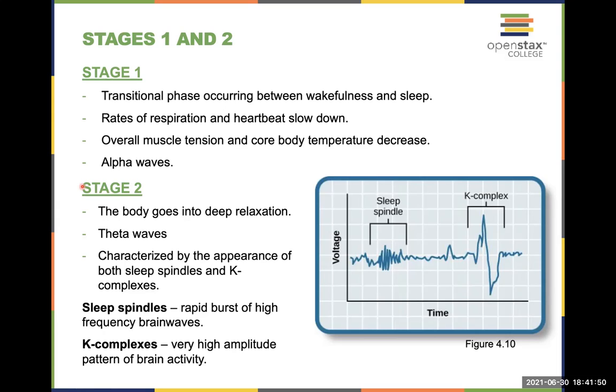Then moving from stage one into stage two, your body is now going into deep relaxation. This is where theta waves are. It's also characterized by the appearance of the sleep spindle, pictured here, and the K complex, demonstrated on the right side. A sleep spindle is a rapid burst of high frequency brain waves, and you can see that. The K complexes are very high amplitude brain activity. Frequency is measured across, amplitude is measured from top to bottom, for those that are wondering what he's talking about, amplitude and frequency.